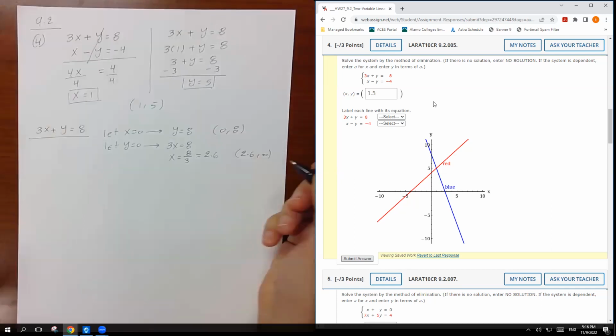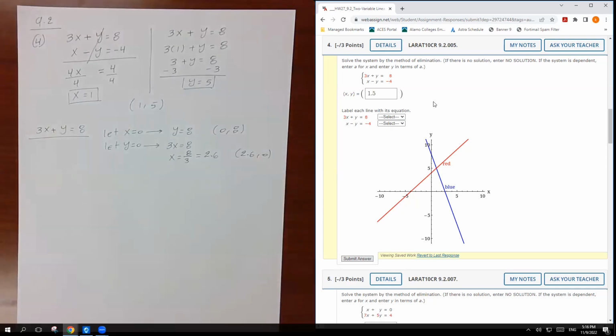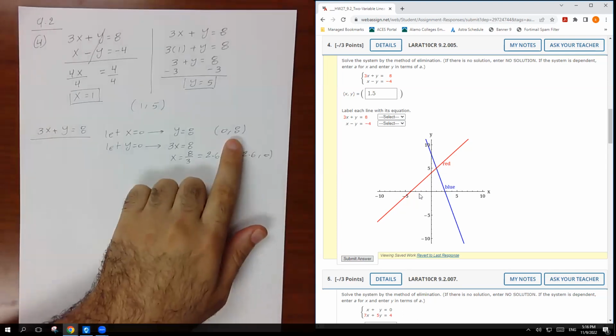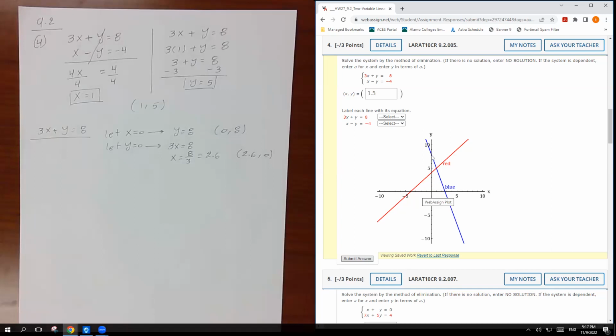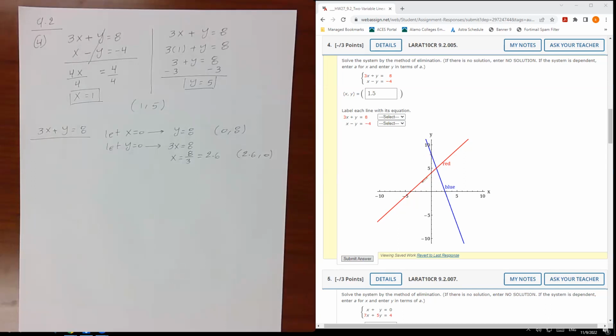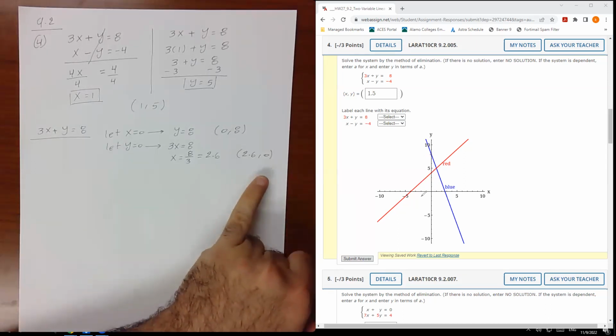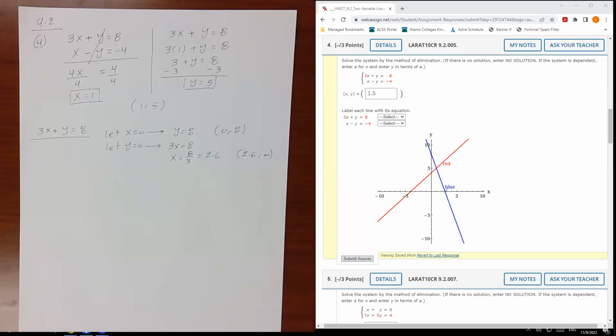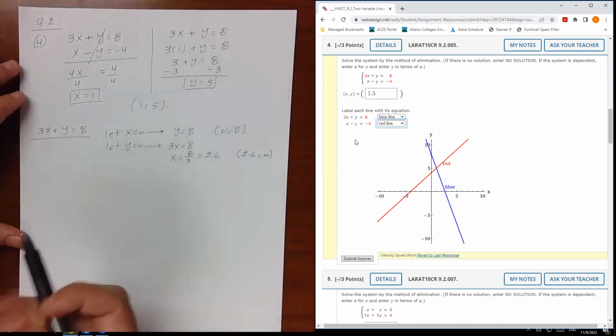Let's check where these points are, on the blue or the red line. So (0, 8). Here's 0 and 8. This is the point (0, 8) on the blue line. And 2.6 with 0. I see 1, 2, 2.5, and 2.6 with 0 here. That means the first equation is the blue one. Of course, the second one is going to be the red one. But let's check the red one.